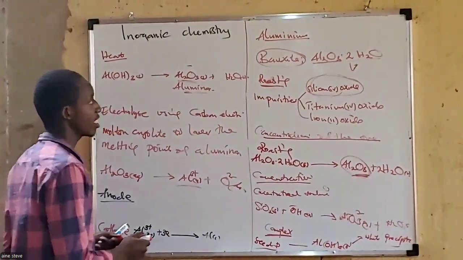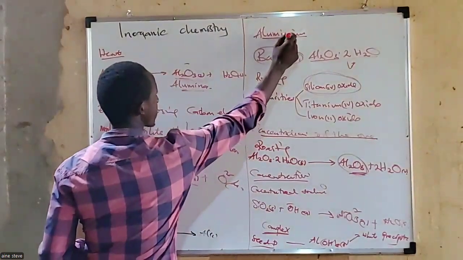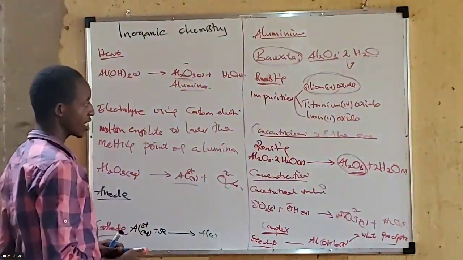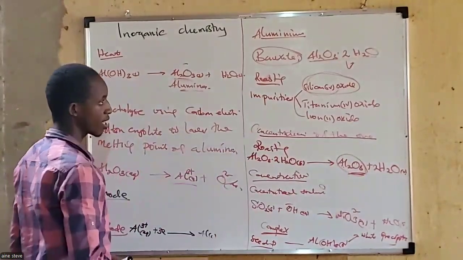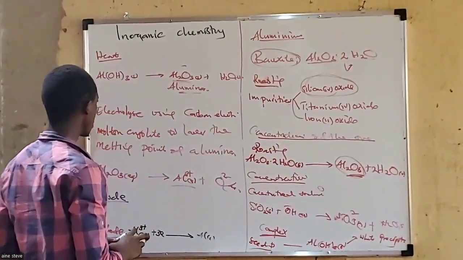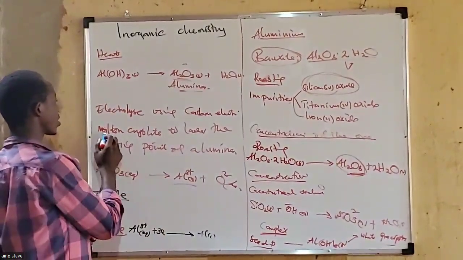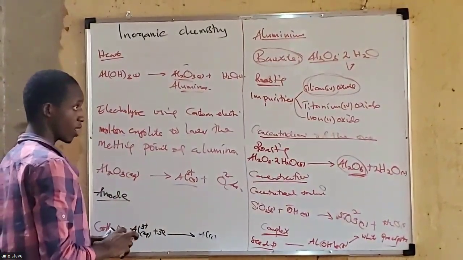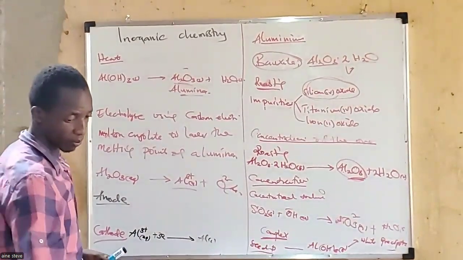Most importantly, you need to know the ore from which it is extracted, a series of steps, the major impurities that are in the ore, and then you need to know the role of adding molten chloride. We say this is to lower the melting point.